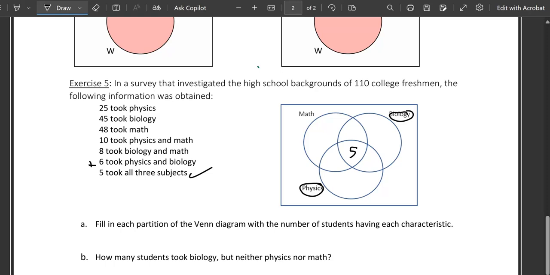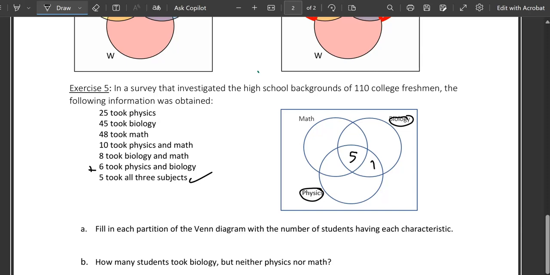And if there's a total of 6 that took this, correct? Let me make sure I got this right. Physics and biology there. 6 took them. We got 5 that's overlap, and there's one more right there. That adds to 6 in physics and biology. So that took care of that one.